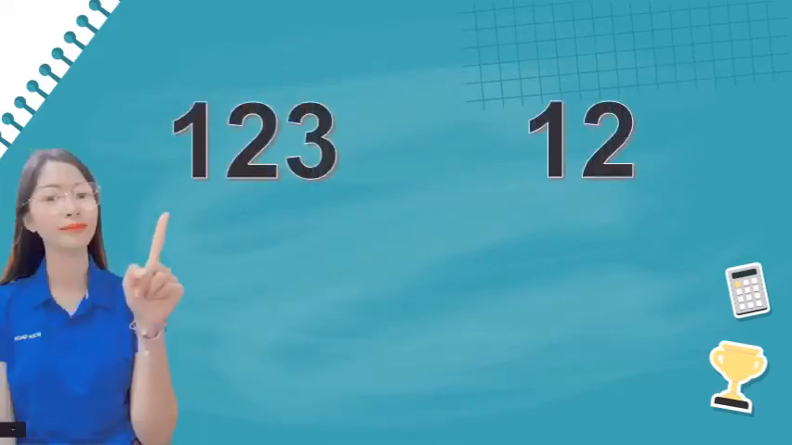For example, we have here two numbers. We have 123 and we have the number 12. First, let's look at 123. 123 has ones place, tens place, and hundreds place. It has 3 digits. Now let's look at number 12. 12 only has 2 digits, right? There is only ones place and tens place.